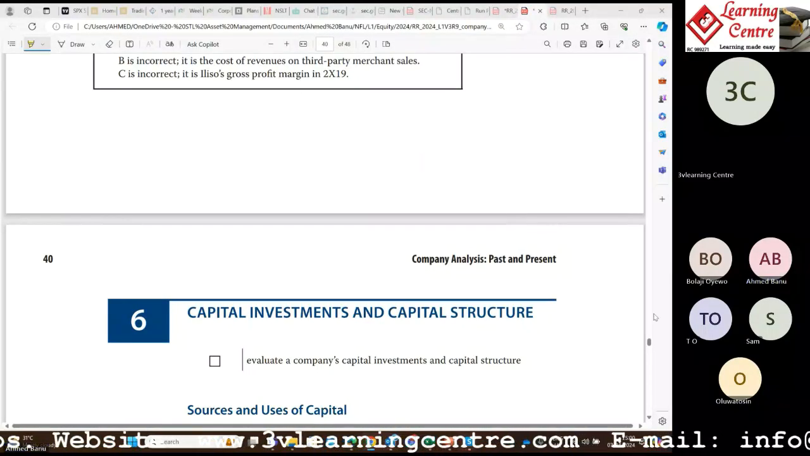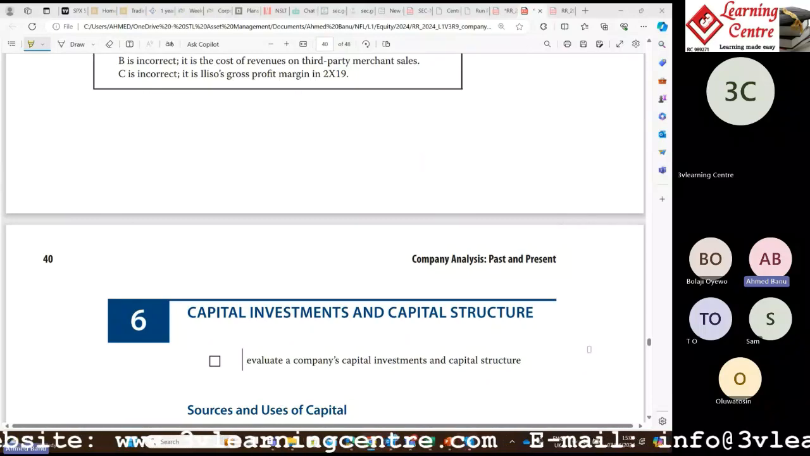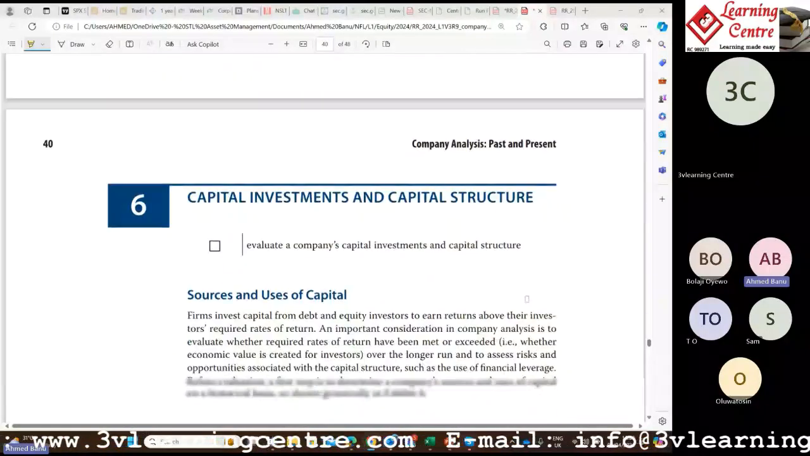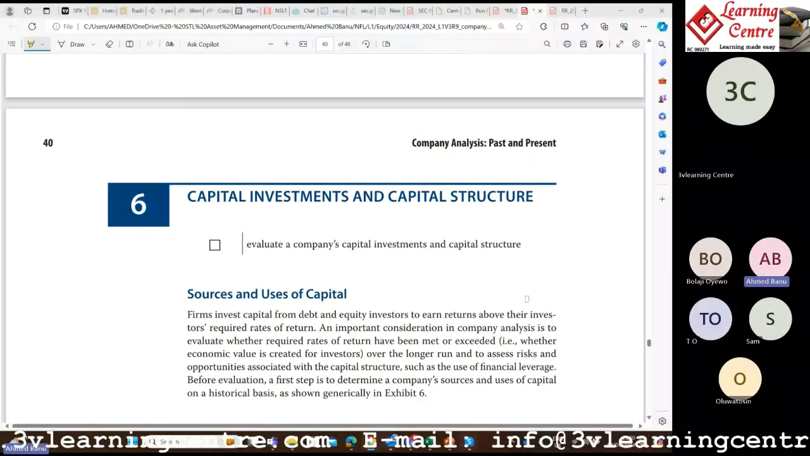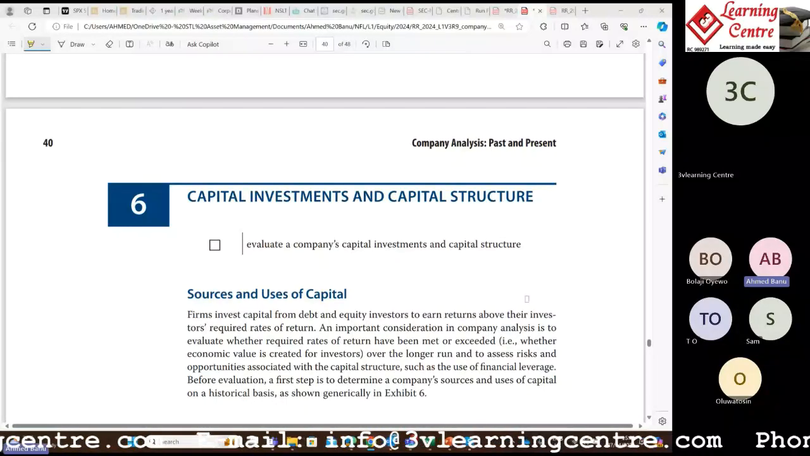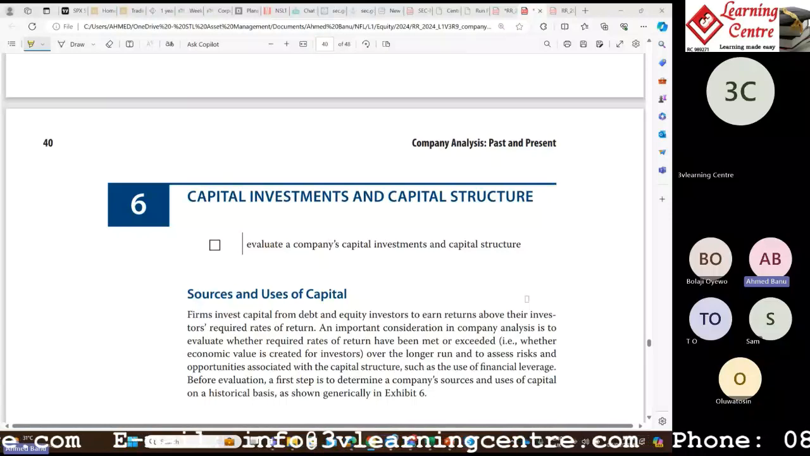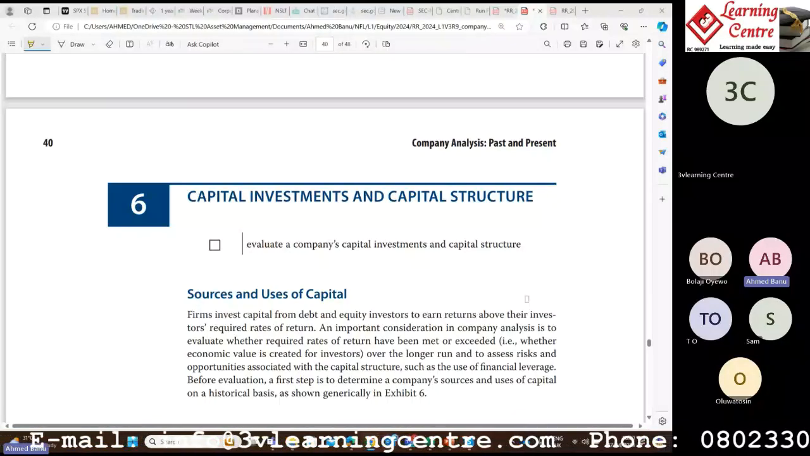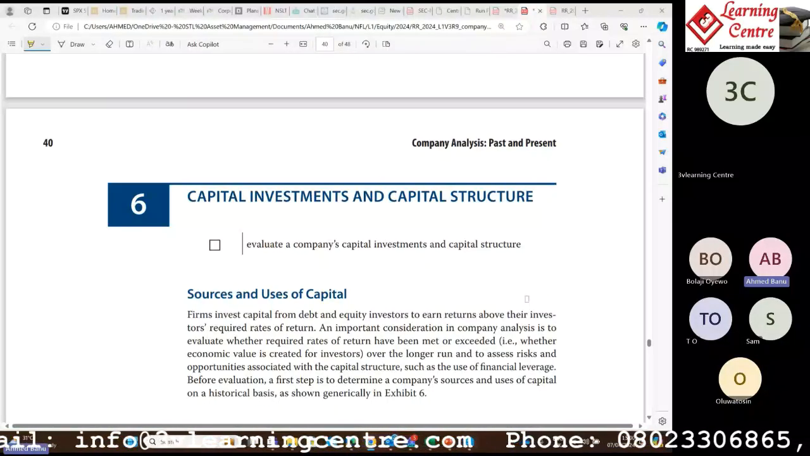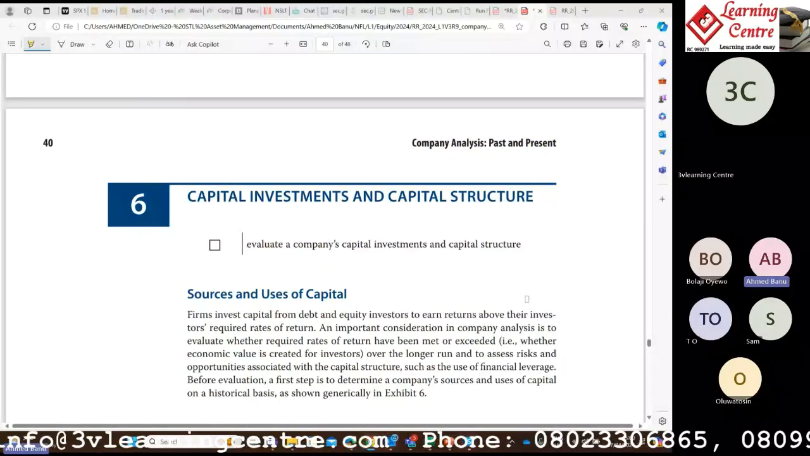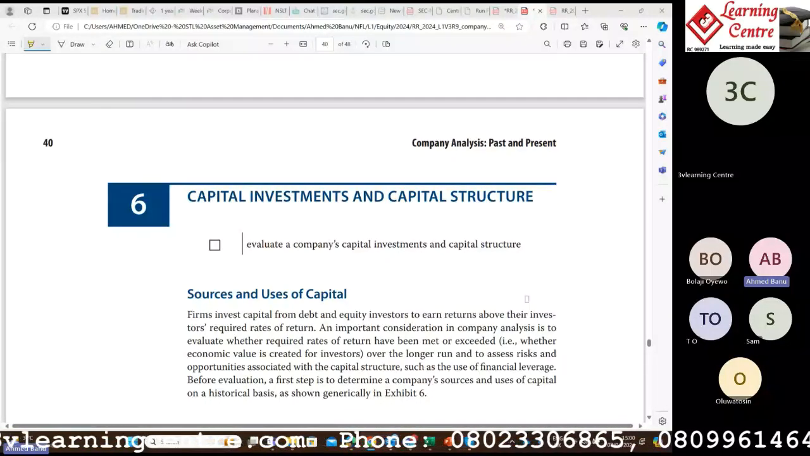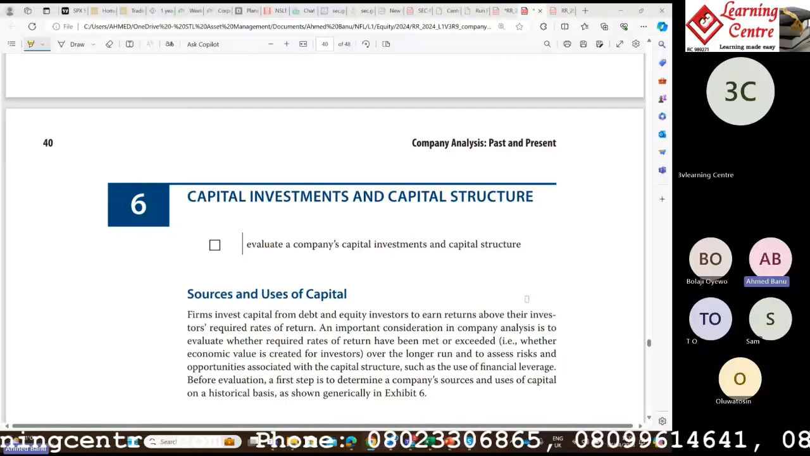Okay, so to the last part of it, we have capital investment and capital structure, sources and uses of capital. So where does the company get its capital from, and what is it using? Is it using more debt or more equity? And what does it use its capital for?